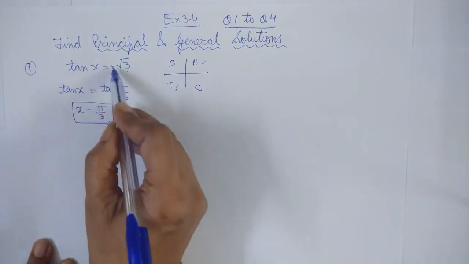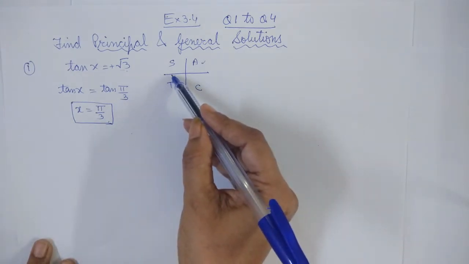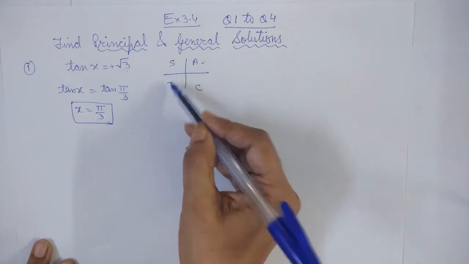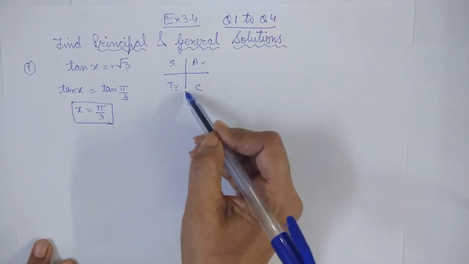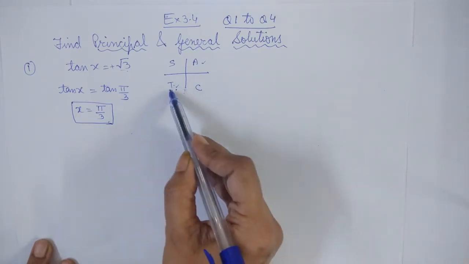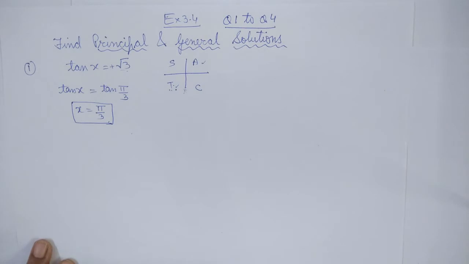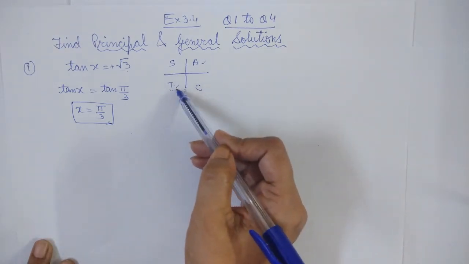In the third quadrant, since it is positive, what can we do? We can either take 180 plus theta or 270 minus theta. But we can't take 270, because in 270, tan will change into cot theta. So we will take 180 degree plus theta.